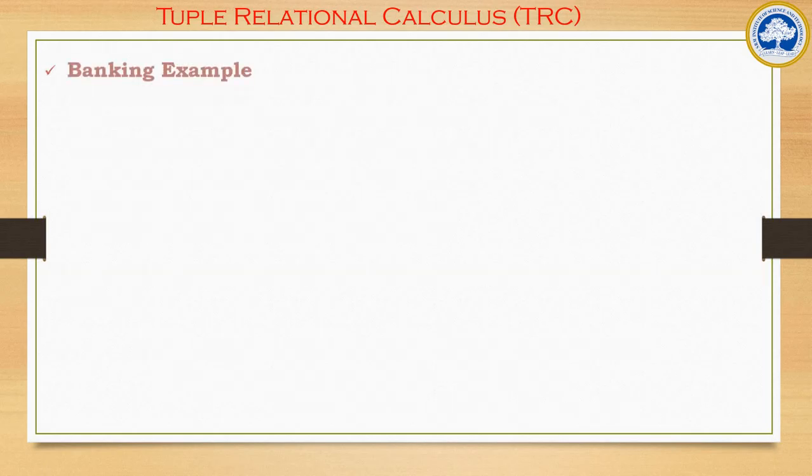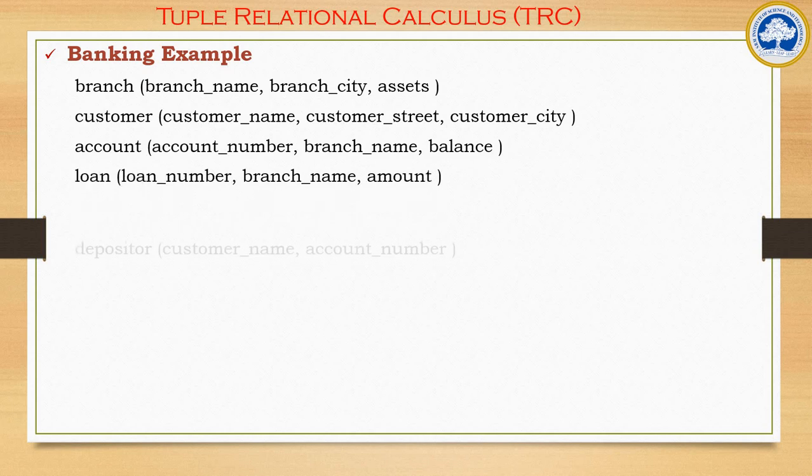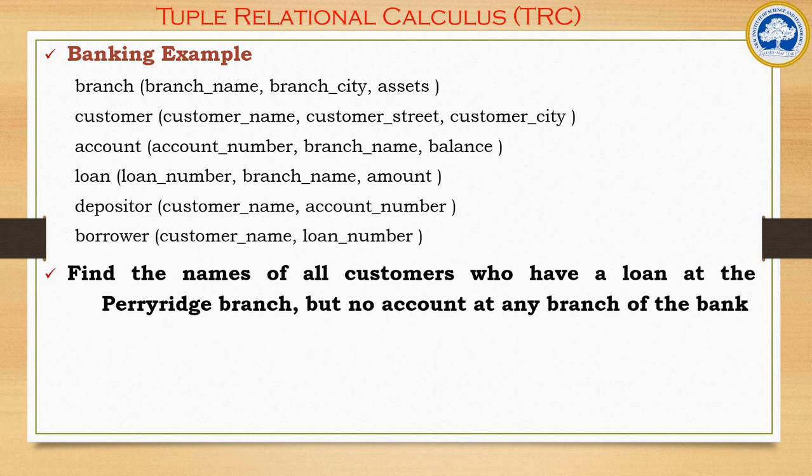So the next one, one more example: finding the name of all the customers who have the loan at the Perry Ridge branch. This is the query we just saw in the previous slide, but with one more condition: no account at any branch of the bank. What does no account mean? They must be only a borrower, not a depositor. We need the customer names who have taken the loan at only the Perry Ridge branch, but are not a depositor. So this is the condition.